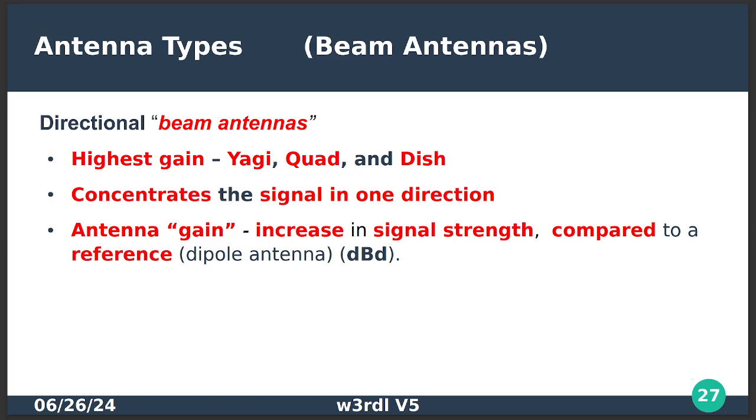Okay, so it concentrates the signal in one direction. So you're concentrating the signal, making better use of what you have available to you. You're not actually gaining anything. Antenna gain, and you notice they put it in quotations there, is the increase in signal strength compared to a reference. Your reference is, in most cases, dBd, which is a dipole antenna. You may see dBi, which is relative to the theoretical isotropic antenna floating around in free space.